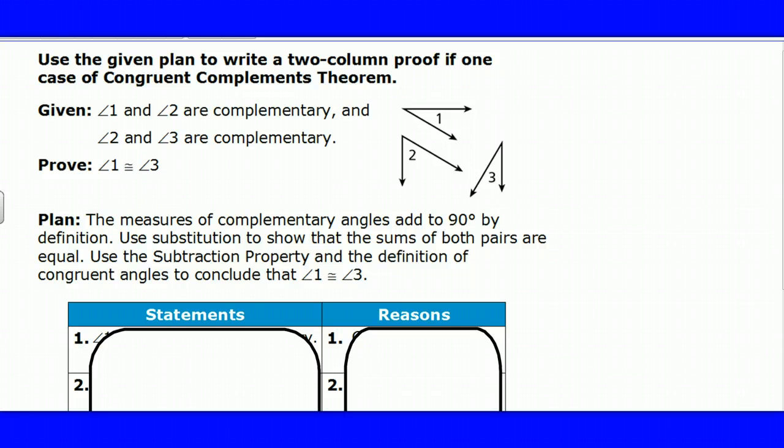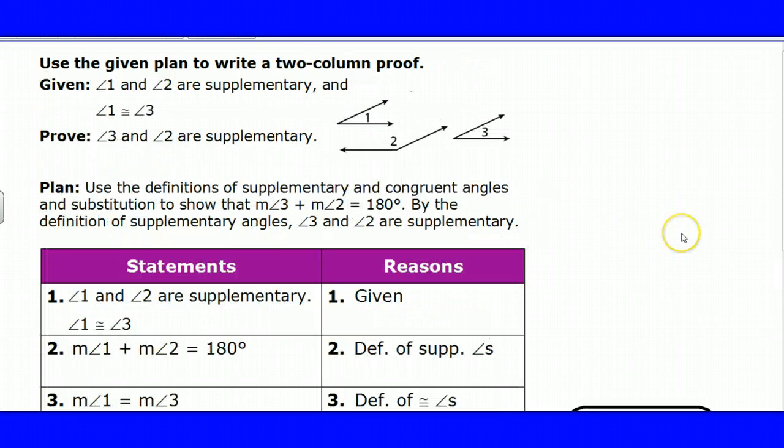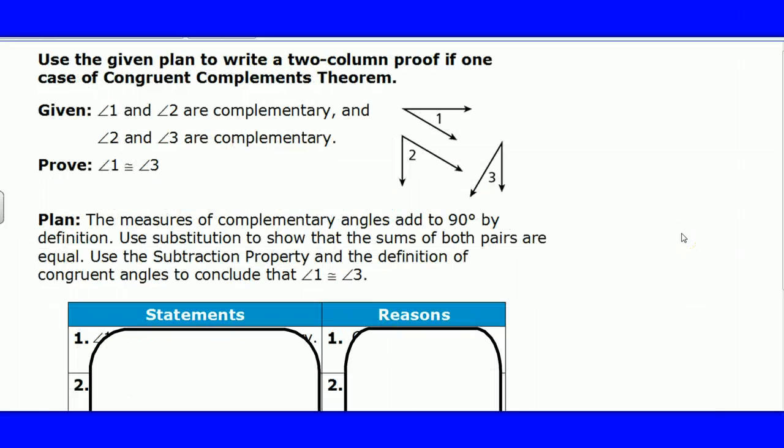Pause the video and see what you can come up with. Well, this feels a bit like the last one. We're being asked a slightly different question. Over here, we were being asked to find that 2 angles were supplementary. Over here, we're being asked to find that 2 angles are congruent. But kind of a similar question, isn't it? So, and they actually provide a picture and some planning for you.